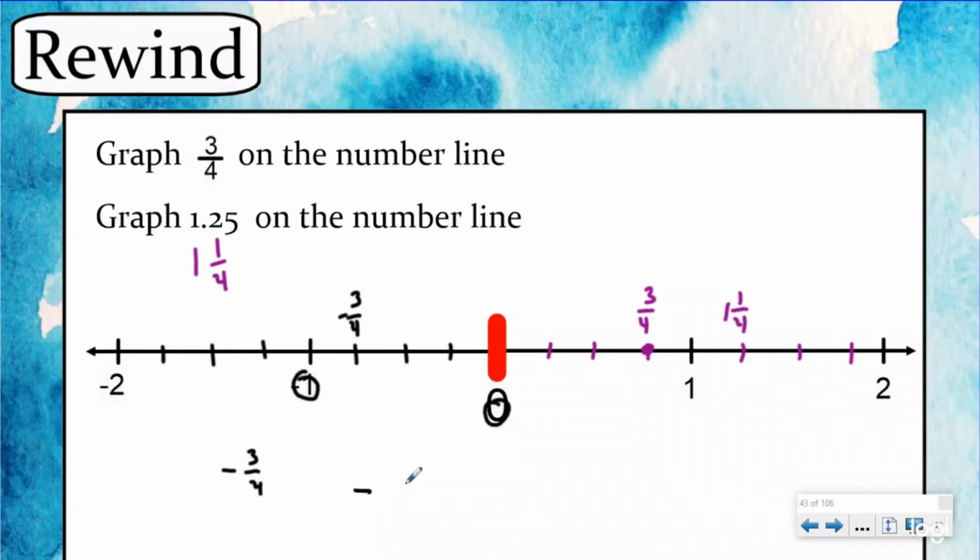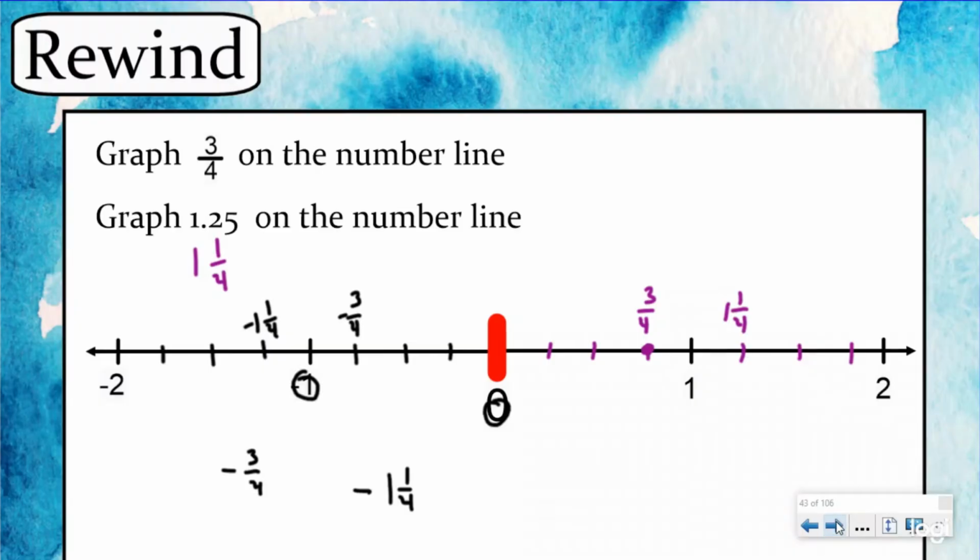If I want to do a negative 1 and 1/4, same exact thing I did in my positive. I'm going to count over 1, and then I'm going to go one more piece, and here's where I would have negative 1 and 1/4. So we're taking the same concept that we used to graph positive and negative integers, and now we're just going to be breaking our number line apart into fractions and decimals and graphing rational numbers as well.